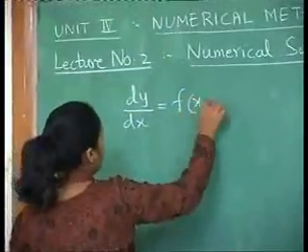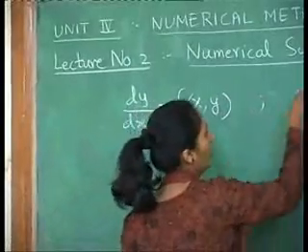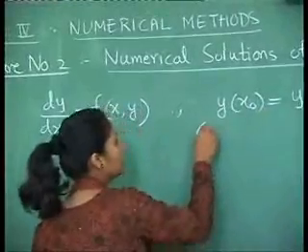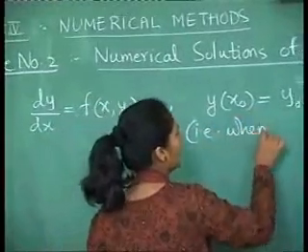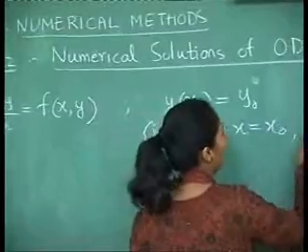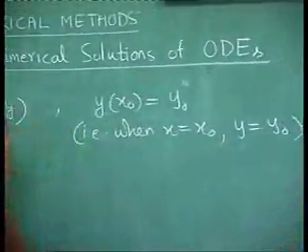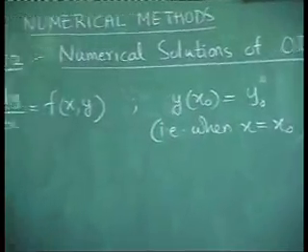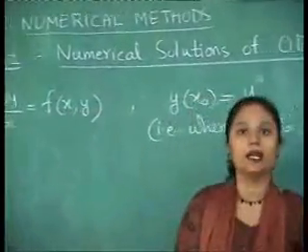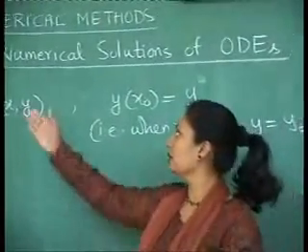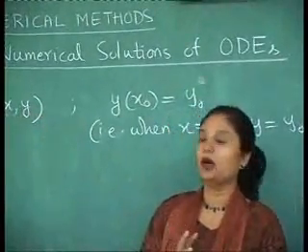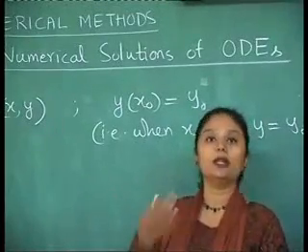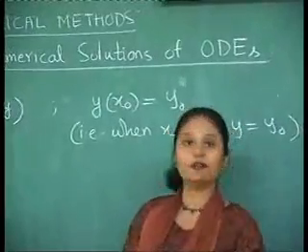Say dy by dx equal to some function of x and y, with initial conditions y at x naught equal to y naught. That means when x is equal to x naught, y is equal to y naught. Now we will study several methods of solving such differential equations. Depending on what category it falls in, you can either solve it by the variable separable method, or homogeneous differential equations, or exact differential equations, or linear differential equations, any one of these methods.